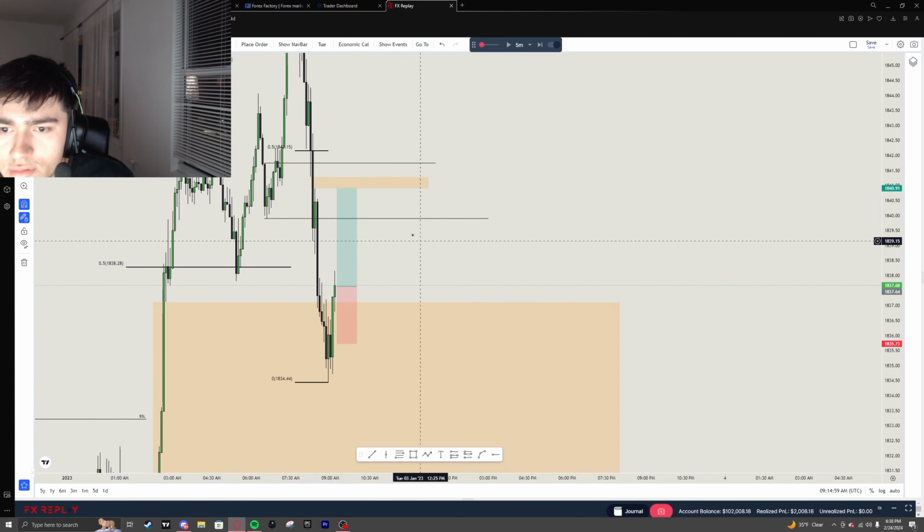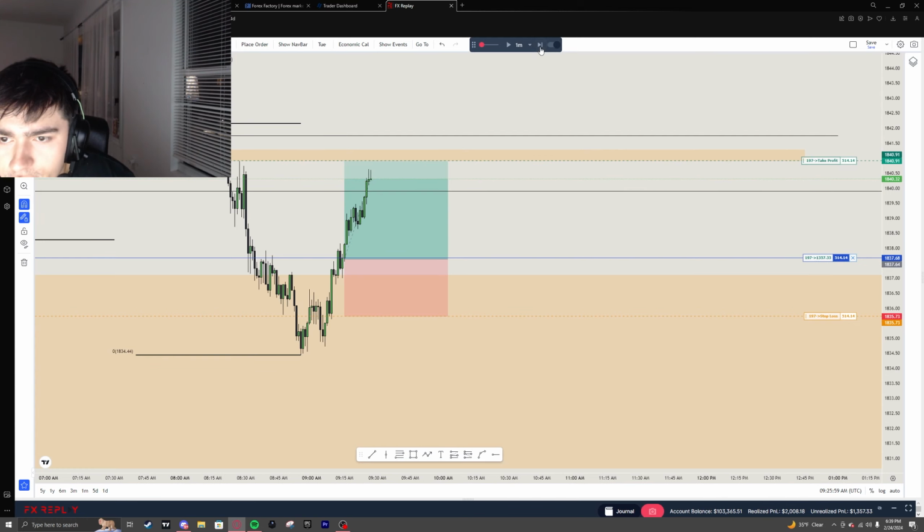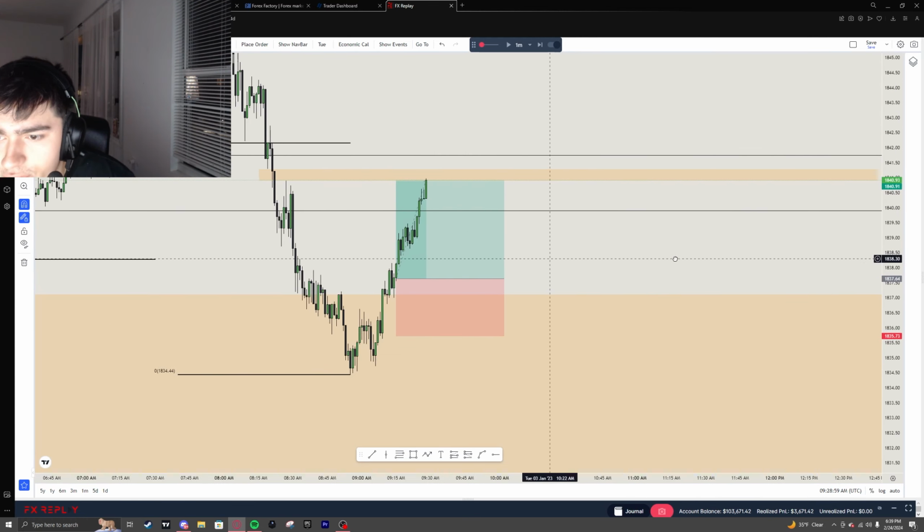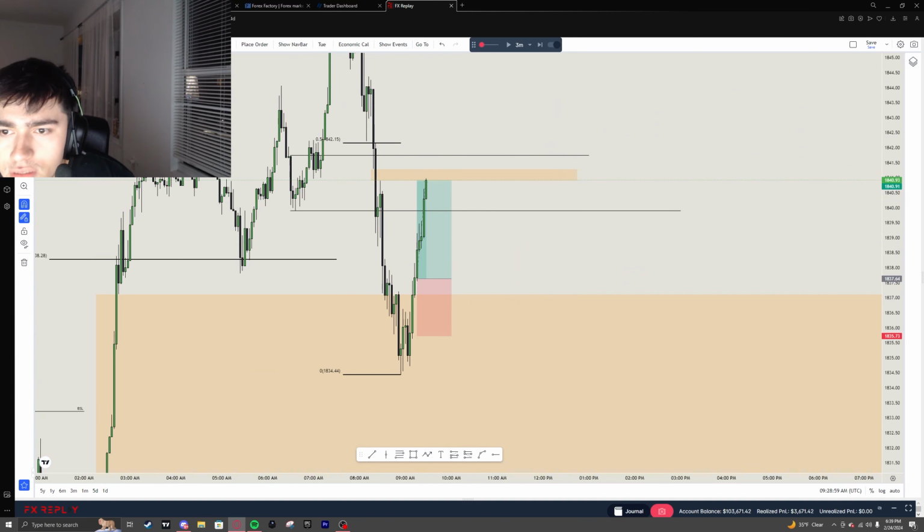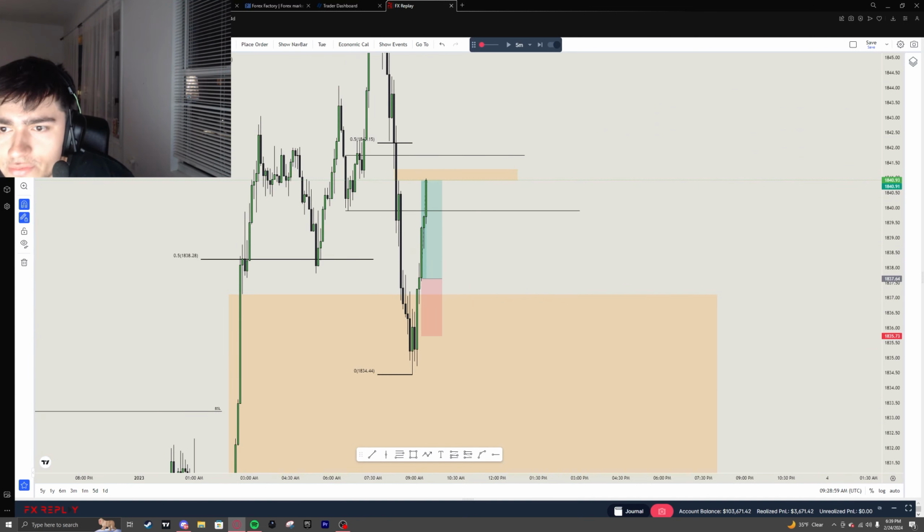Place order, long. Okay, let's see if price actually delivers. Okay, we tapped into this breaker here. We just want to take that high. Okay, perfect. So that's a good move into that fair value gap, into that breaker.